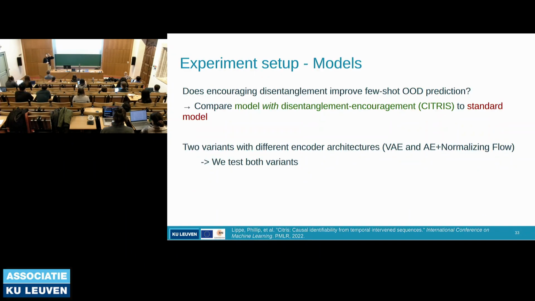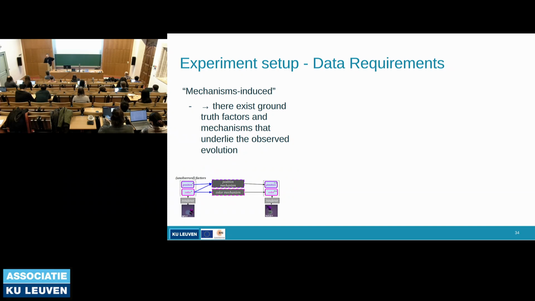So the way that we set this up is we compare models with the disentanglement encouragement that we get from the citrus method to a default model, and there are a few different backbones we try, and we try it on different data sets also later. And our main interest is in comparing the green and the red model here and seeing which one is better OOD.